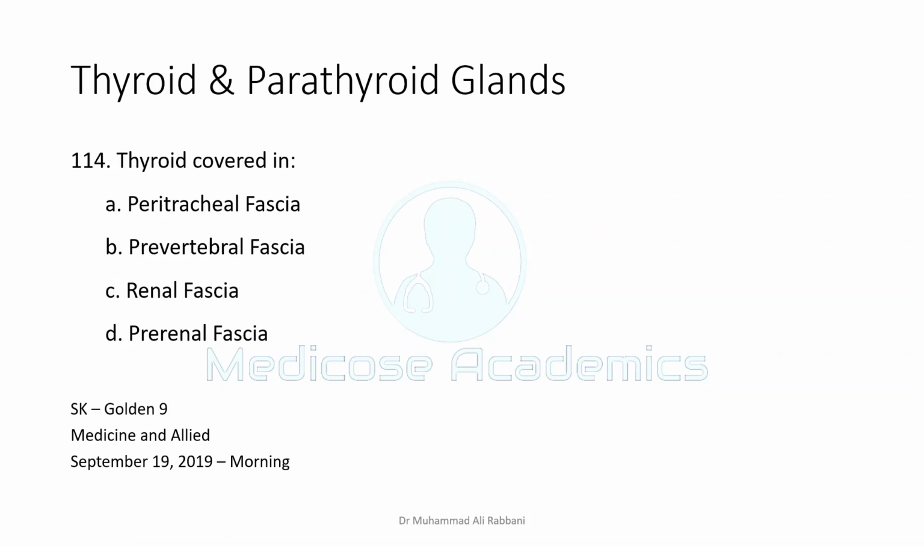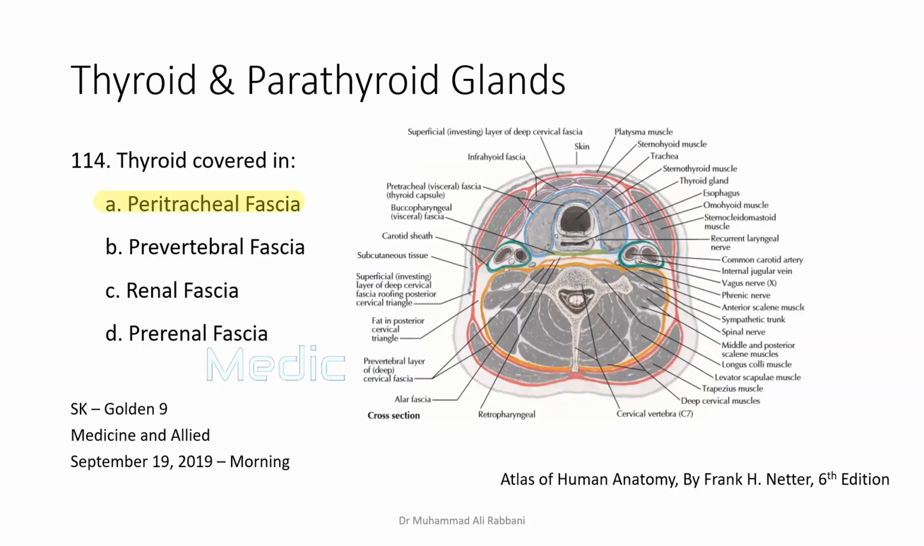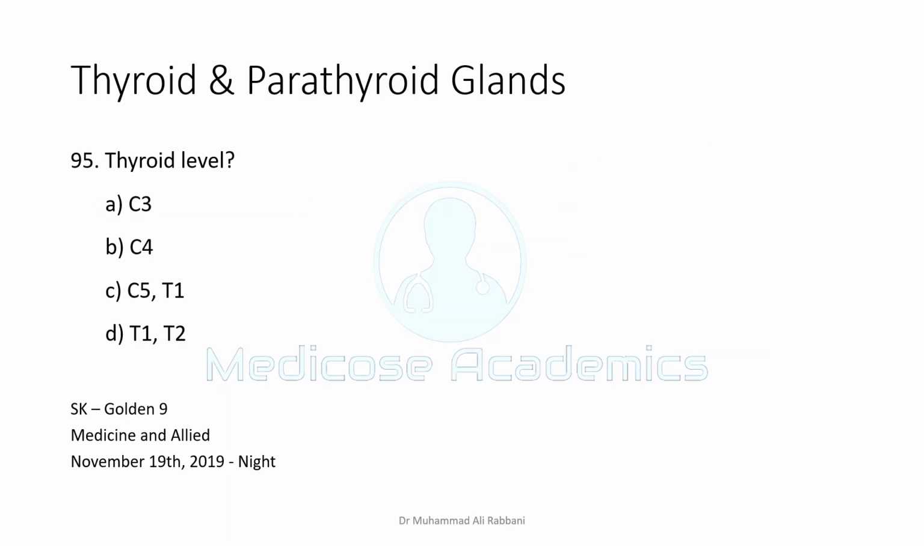Same question again and a bit. I have copy pasted all the questions that have been asked, whether they have been repeated or not. So it may give you an idea about how many times the question is being asked. Thyroid level is about C5 to T1. You can see, simply speaking, it can be an MCQ of exclusion that thyroid cannot be at a single level or even at two levels.